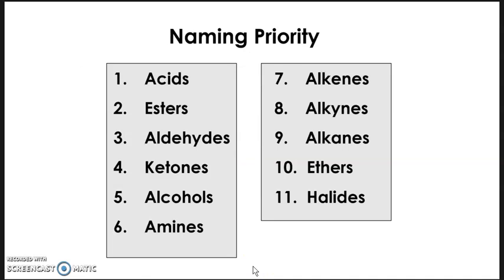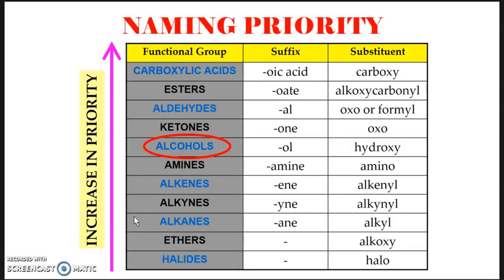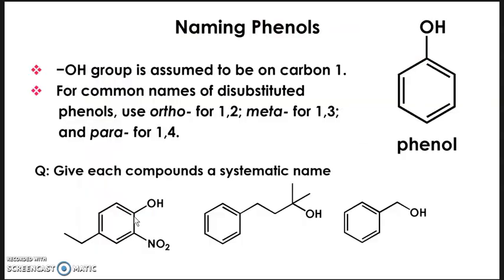So the main priority right now: we have learned number 9, 8, 7, and now number 5. You can see the highest priority in naming is alcohol, so the alcohol must have the lowest number. The same goes with phenol. Phenol is the main body right now, so whatever is on the phenol, we have to name it according to the lowest number, or you can use the ortho, meta, para positions.